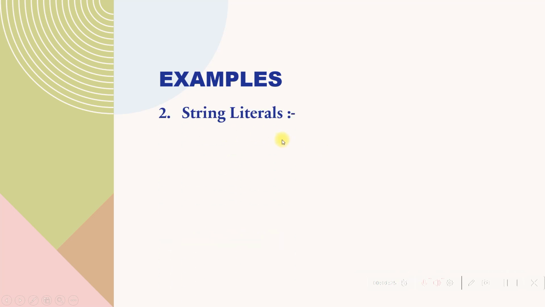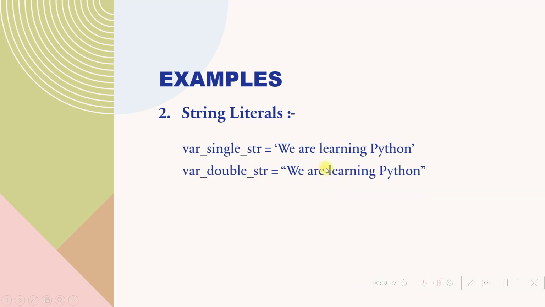Then we have string literals. So in a string literal, we can assign a string to a variable, and as I have already told you in my previous session, Python treats a string enclosed within single quotes or double quotes as the same. Okay, so you can assign a string enclosed within double quotes also to a variable. So here in our case, both these variables will be treated the same by Python, and it will not give us any error.